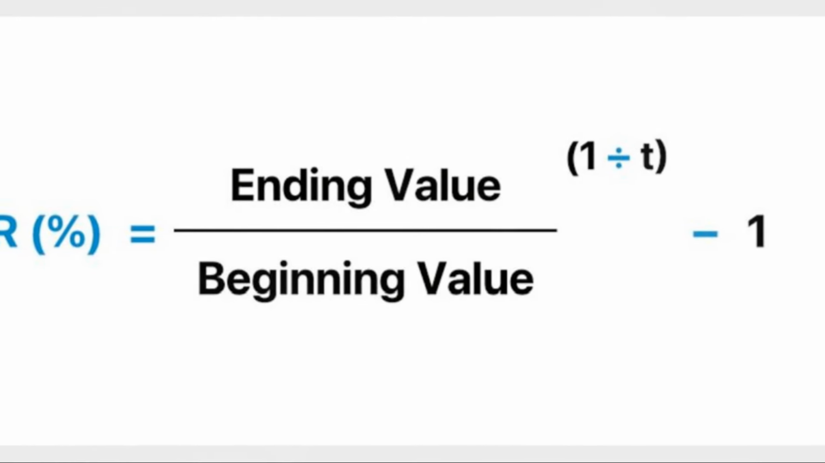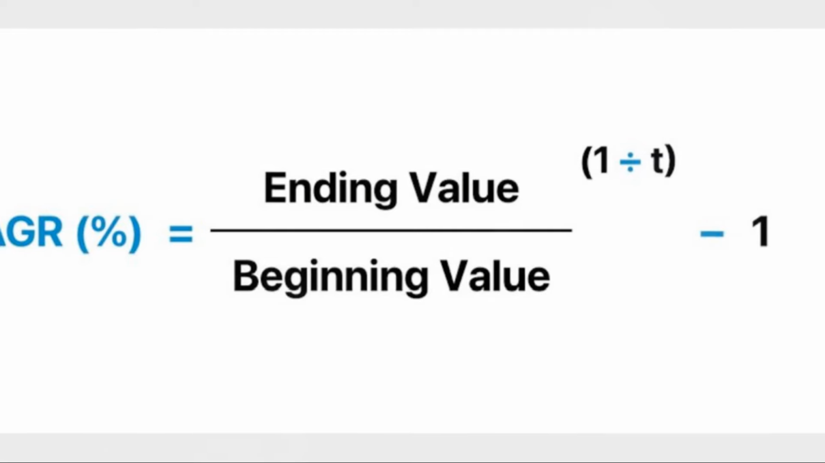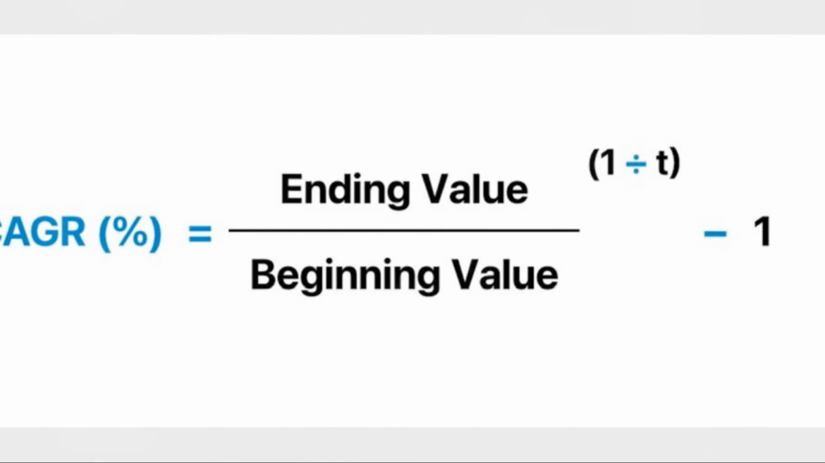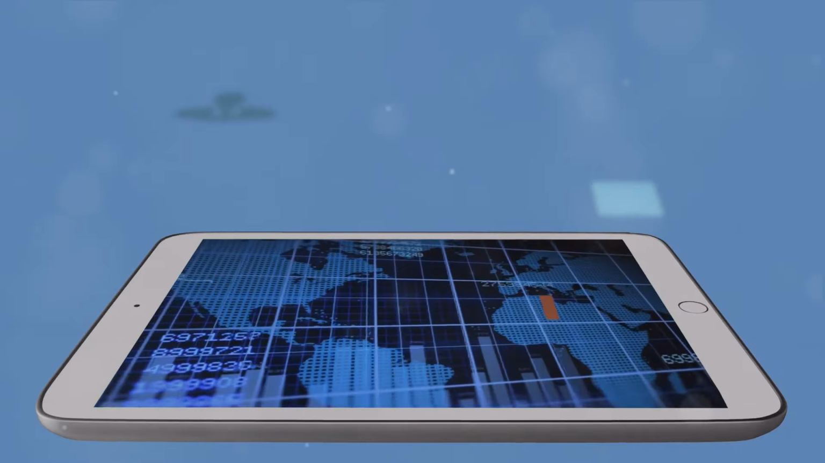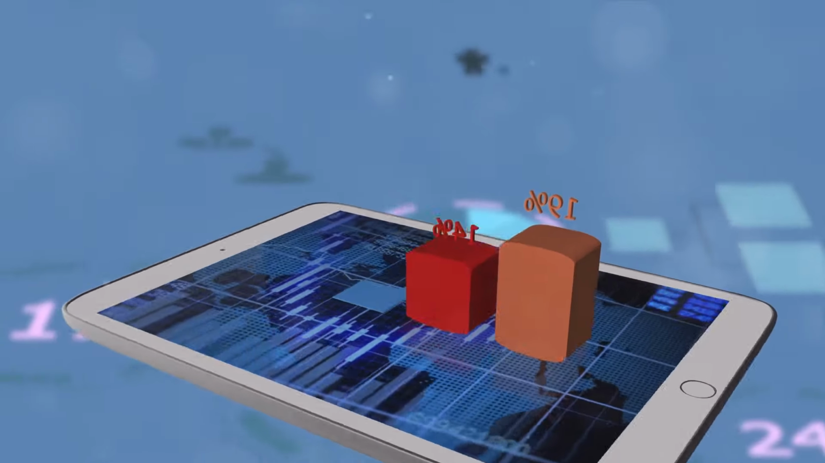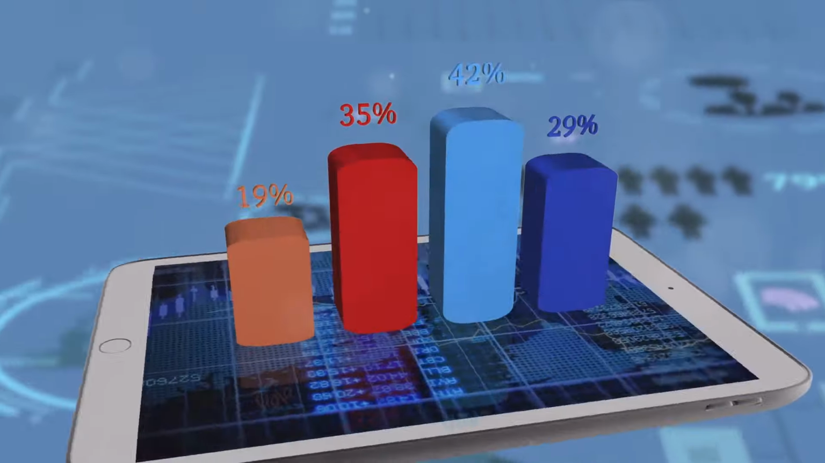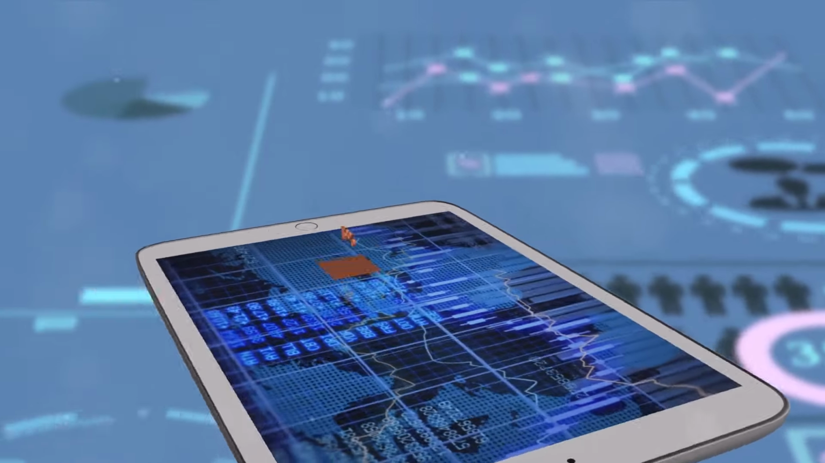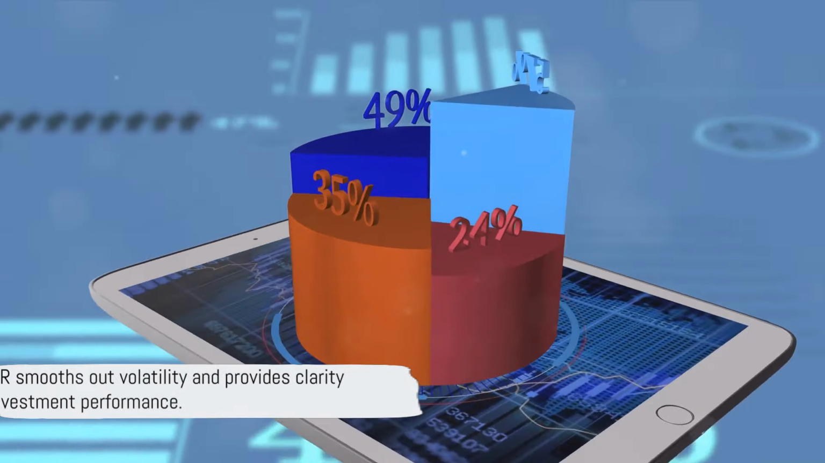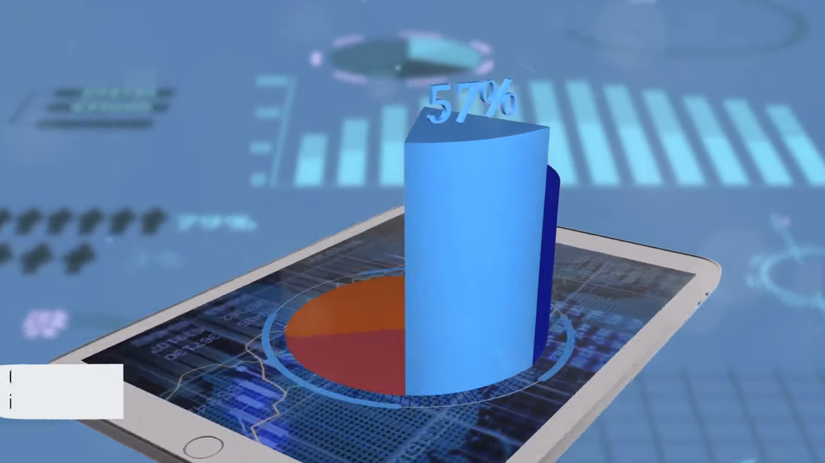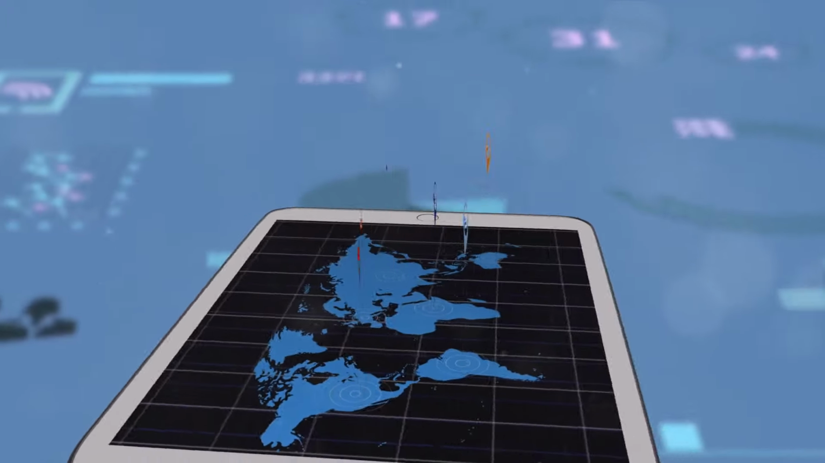The absolute return in 5 years in this case would be 100%. However, the CAGR would be 20,000 divided by 10,000 to the power 1 by 5, minus 1, making it 14.87%. This means that an investment of 10,000 rupees is growing by 14.87% every year to give 20,000 rupees at the end of 5 years. The beauty of CAGR is that it smooths out the effects of volatility and provides a clearer picture of your investment's performance.